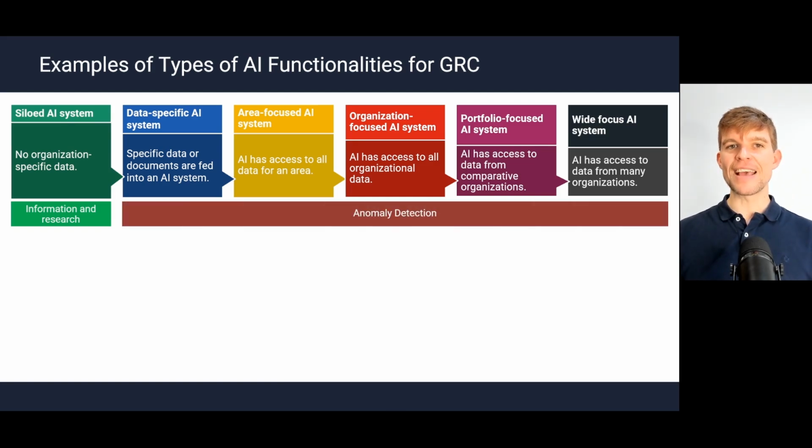Whereas if it is fed things that are specific to an organization, it can detect anomalies for that organization itself. Whether it's fed a document and finds the problem in that document, an area in which it can make conclusions about that area, an organization itself where it could even suggest improvements to an organization's strategy, the portfolio-focused AI system where it could detect anomalies within its giant portfolio, or finally within the wide focus, say the whole financial sector of a country that's being regulated, to be able to detect anomalies.